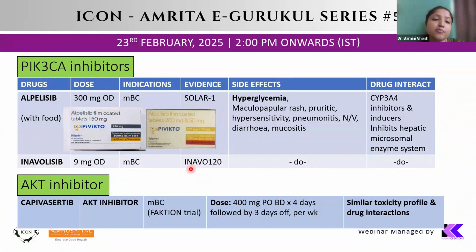So next up, PIK3CA inhibitors. Among the PIK3CA inhibitors, I will discuss alpelisib. It is given at a dose of 300 mg OD along with food. It is available in strengths of 150 mg tablets or 200 mg and 50 mg tablets. The most notable toxicity is hyperglycemia, and the other toxicities, as you can see, are similar to other TKIs like papillopustular rash, pruritus, hypersensitivity, mucositis, diarrhea, nausea, vomiting, and there is also some risk of pneumonitis.